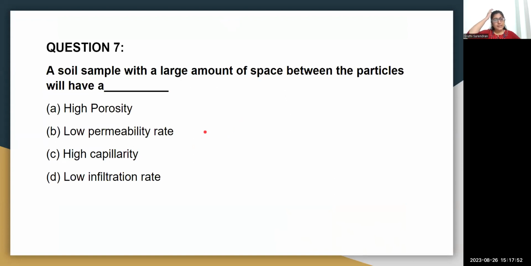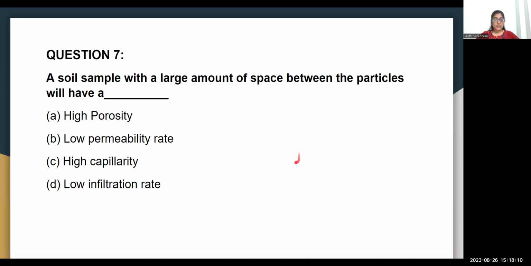Seventh question: a soil sample with a large amount of spaces between the particles, what will they be? Soil with high porosity, low permeability, high capillarity, or low infiltration rate? Correct, it is soil with high porosity. We studied how water can go through soil particles which have larger pore spaces. So soils with a large amount of space in between the particles, like gravels, are called soils with high porosity.